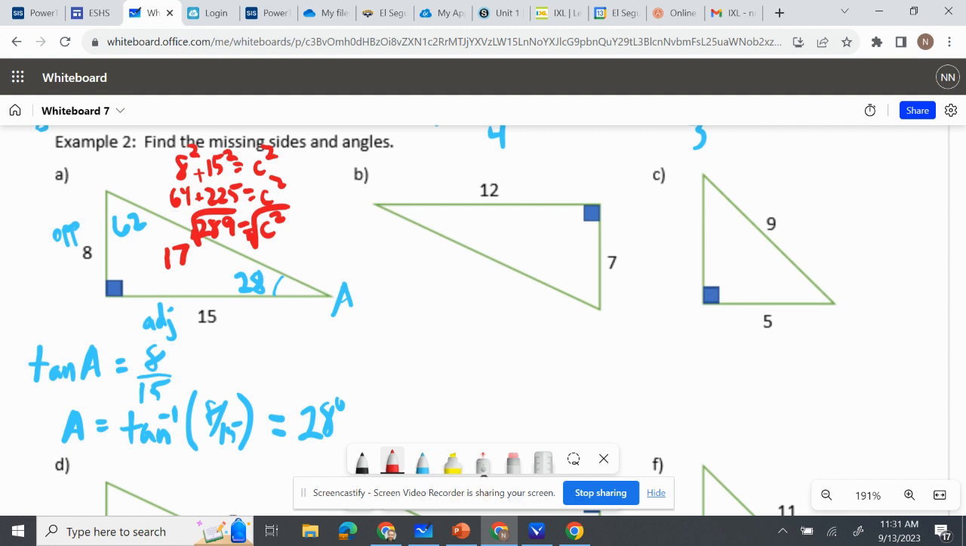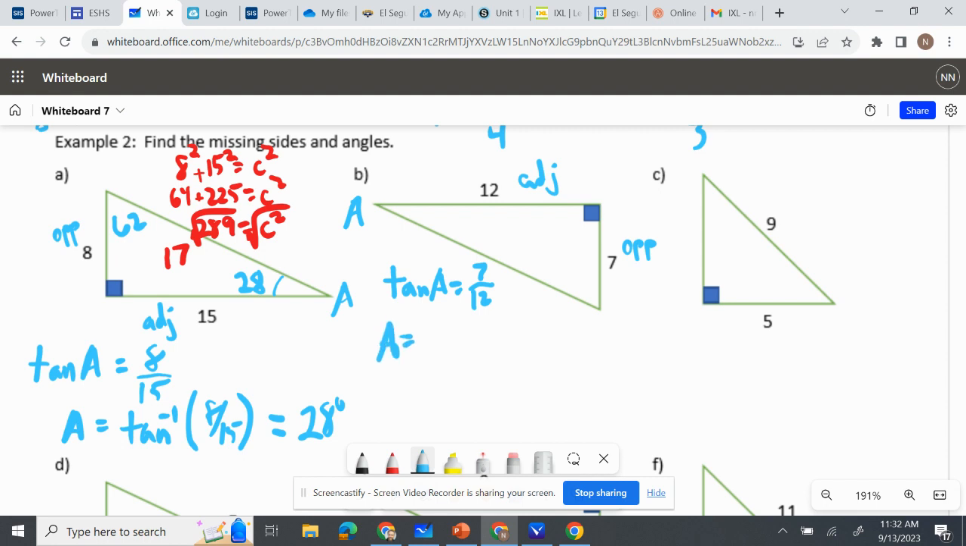So let's look at the next one. I'm going to do the same thing. I'm going to say this is my angle A. This is my opposite. This is my adjacent. Opposite and adjacent is tangent. So I'm going to go tangent of A is equal to 7 over 12. I'm going to use my inverse tangent again.